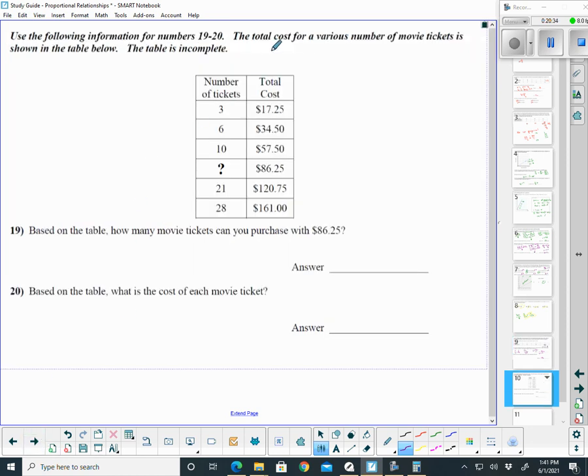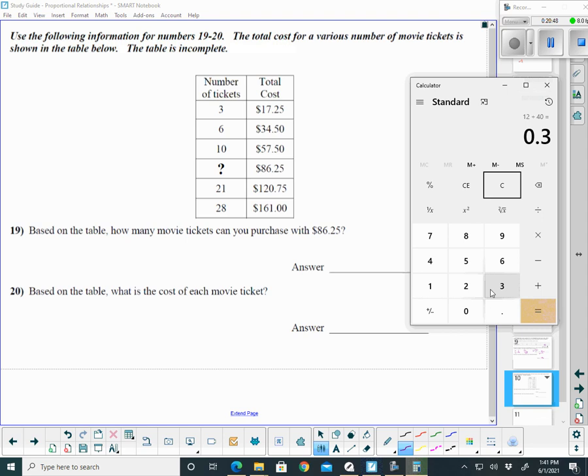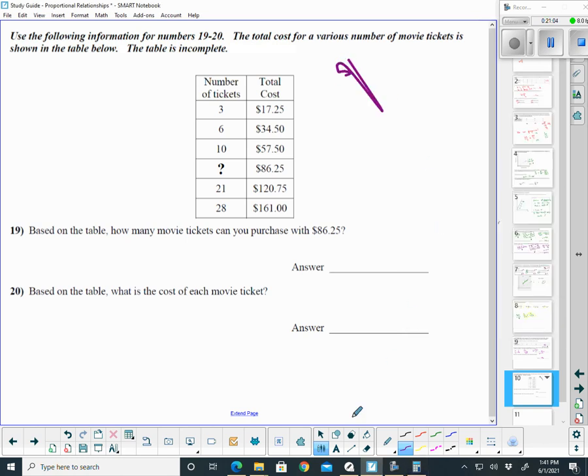Moving on to numbers 19 and 20. Based on the information below, the total cost for various number of movie tickets is shown in the table. The table is incomplete. Based on the table, how many movie tickets could you purchase with $86.25? Well, let's take a look at what's going on here. For example, 17.25 divided by 3 is $5.75 per ticket. 34.5 divided by 6 is $5.75 per ticket. Looks like $5.75 per ticket is what we got.